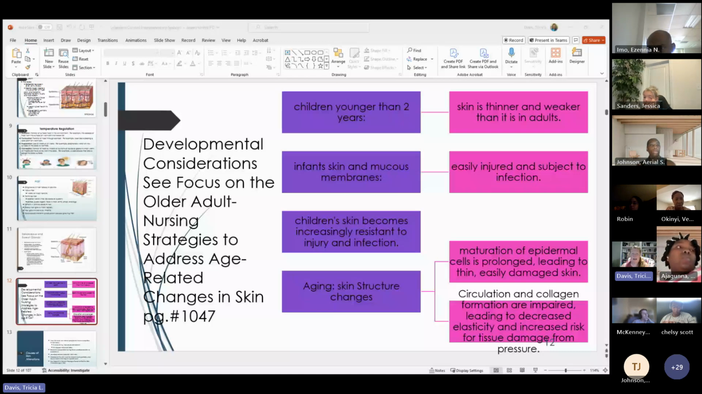And then aging overall, thinking about those skin structure changes. When maturation of those epidermal cells is prolonged, we know that's going to lead to thinner skin that is easily damaged. So definitely thinking about those older adults. And then we think about how much collagen we have in the body. Collagen formation is going to be impaired as you get older, which leads to that loss of subcutaneous fat and skin not being as elastic as it used to be. So again, we're susceptible to more damage.